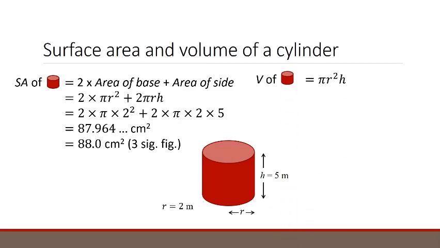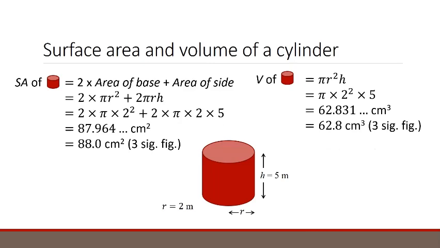How much water can it hold? The volume is similar to our prism because in a sense it's a circular prism. The circle at the bottom is the cross-section all the way up, and the height is its vertical height. So pi r squared h. In this case, pi times 2 squared times 5, which is 62.831, and the digits keep going, in centimetres cubed. Rounding that to 3 significant figures, we have 62.8 centimetres cubed.